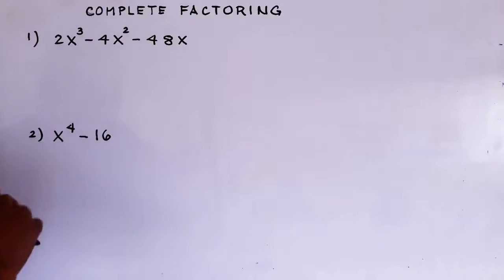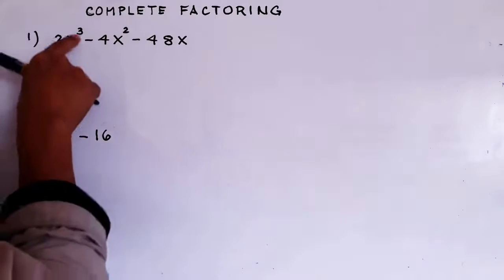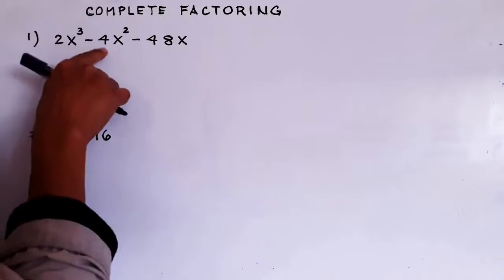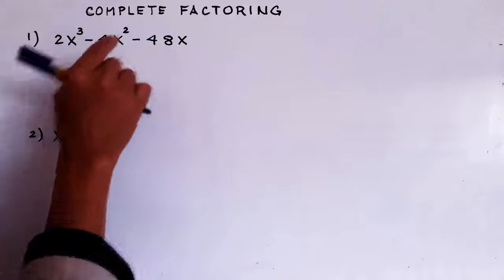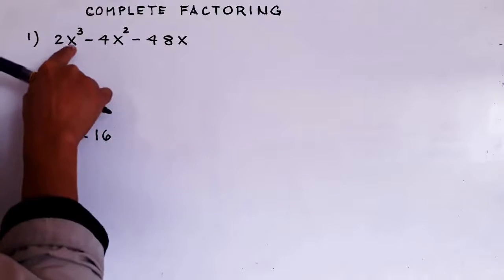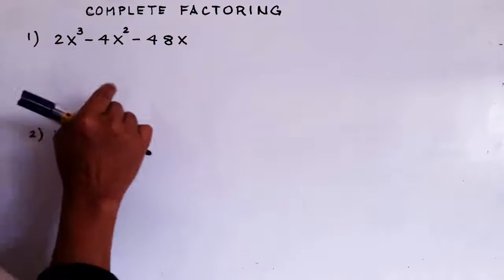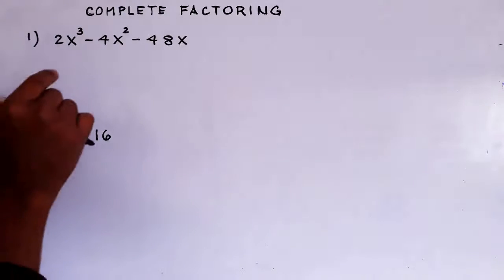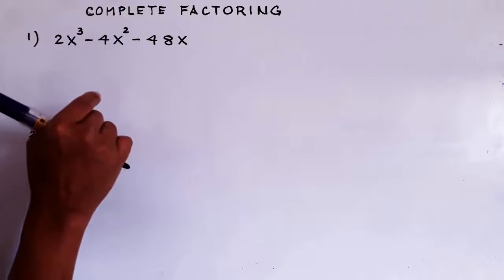Okay, so let's have this one. We have 2x cubed, and we have 4x squared, and we have 48. This one is a trinomial, 1, 2, and 3. Now, we factor that one. Do we have a common monomial here?